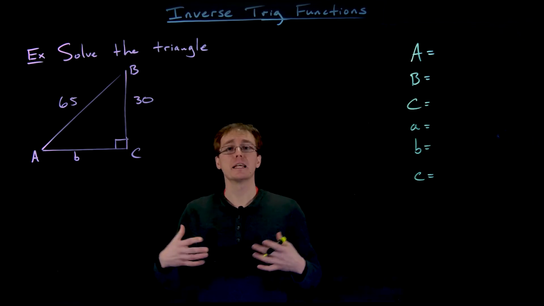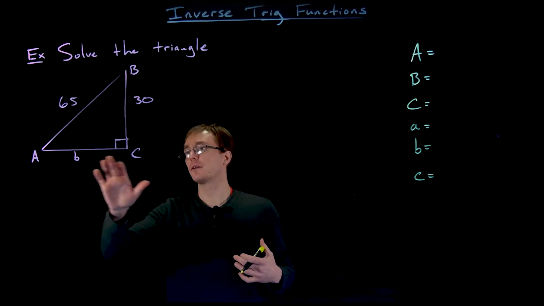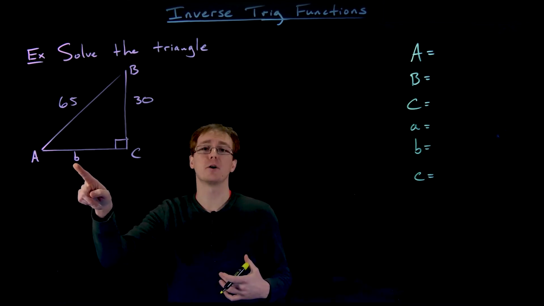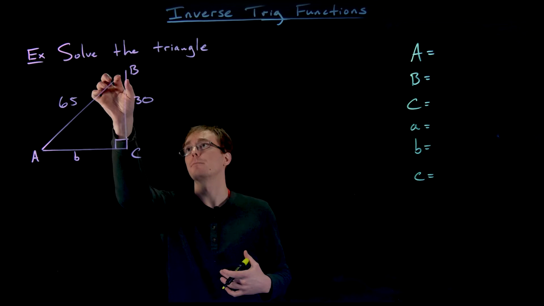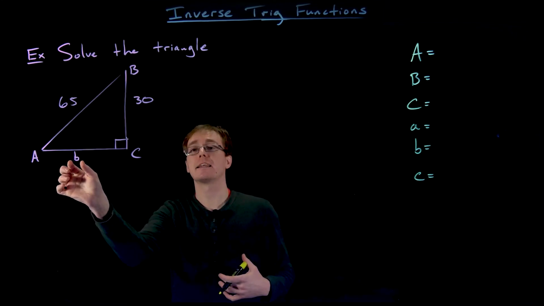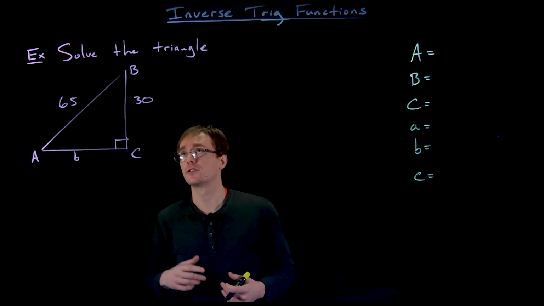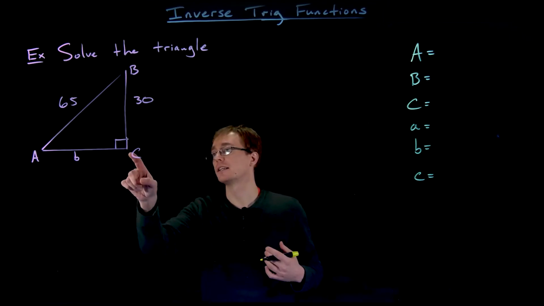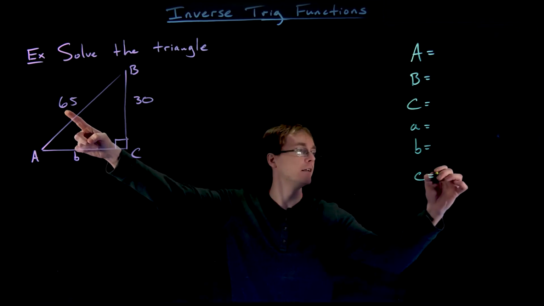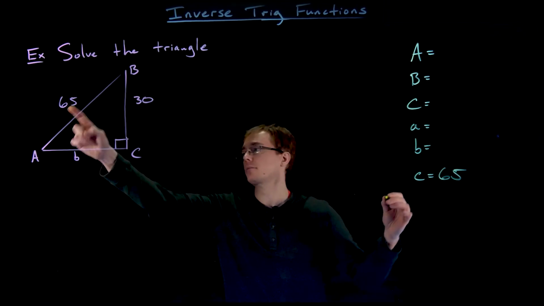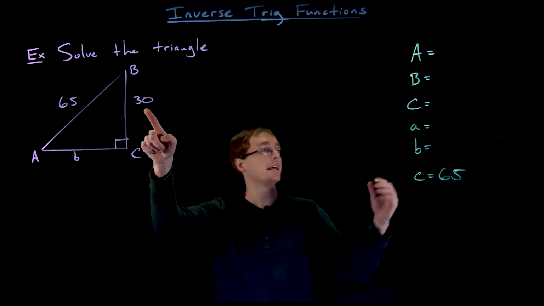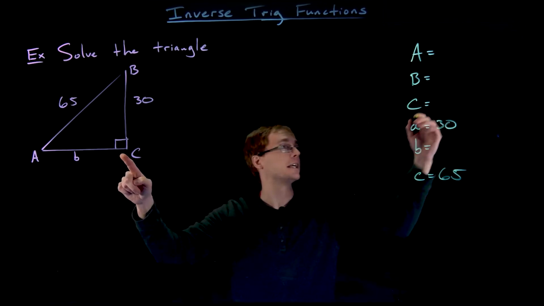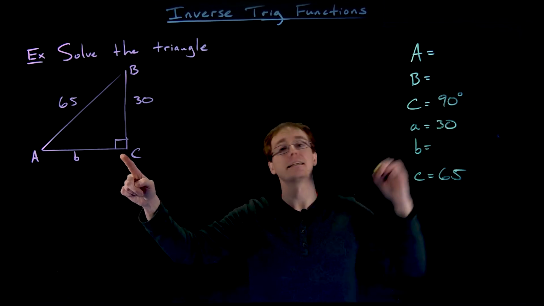So remember, when it comes to labeling a right triangle, we use capital letters for the angles, and then opposite of those angles, we use the corresponding lowercase letter. So this is angle B up here, corresponding to side length little b down here. And so half of our information, or half of our triangle, is actually already given to us, right? We can see that side length little c is equal to 65. Side length little a is equal to 30. And our angle C is our 90-degree angle here. So that's going to be 90 degrees.